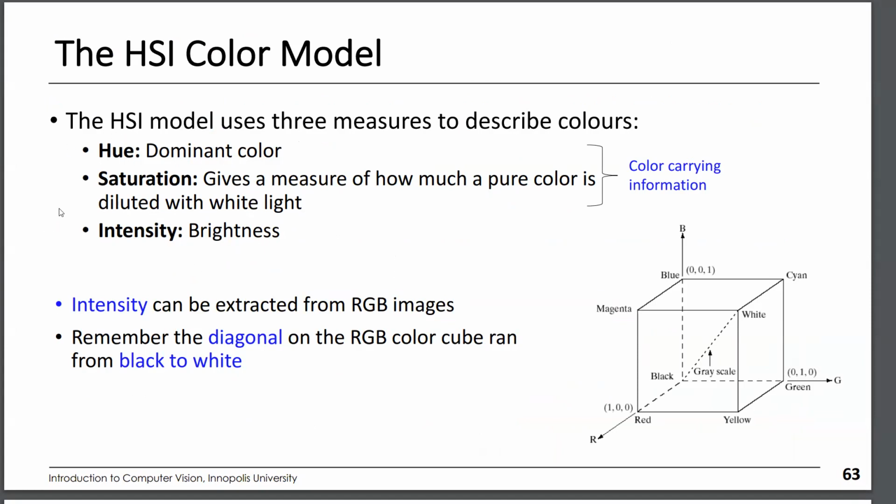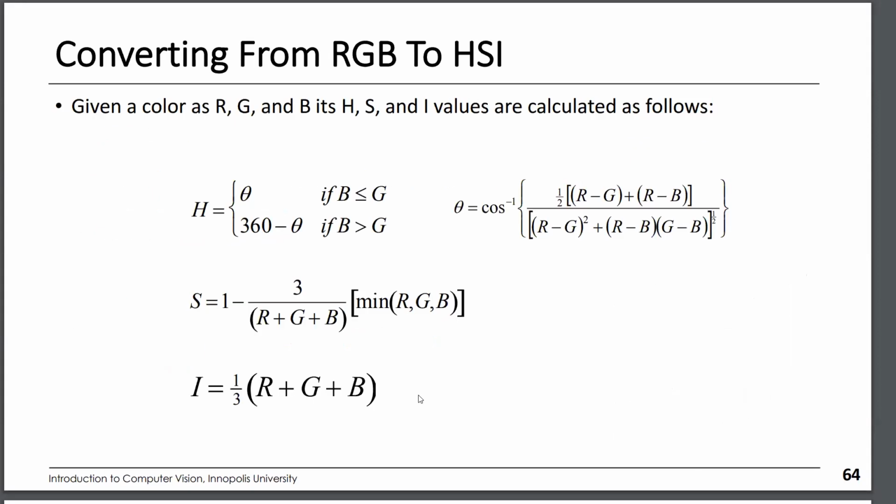All of these values can be extracted from RGB, and I hope that you have already done this in the lab, so I will try to go a little bit easier on this one. Remember this diagonal line that goes through the RGB color cube? It goes from black to white, and it represents our grayscale images. Here we have our formulas that map RGB to hue, saturation, and intensity.